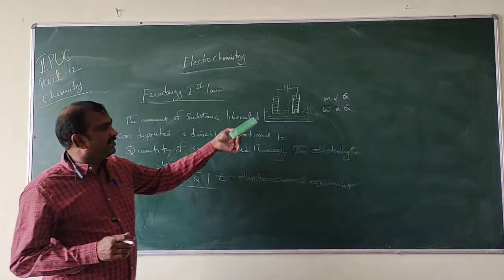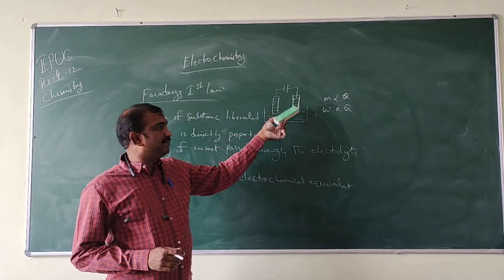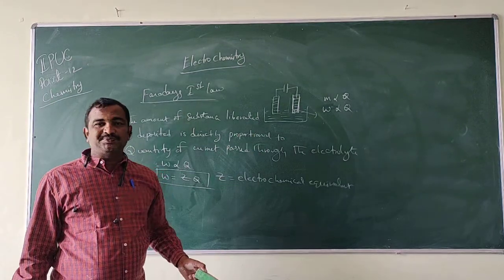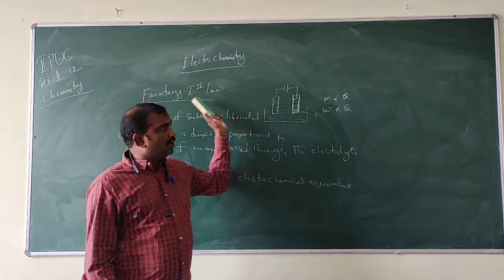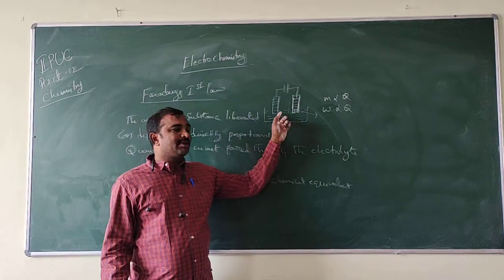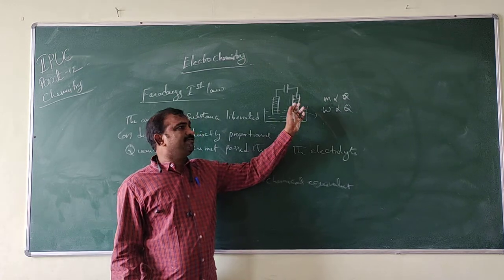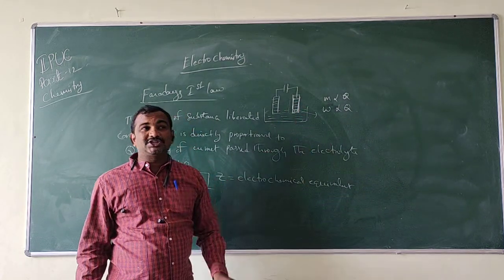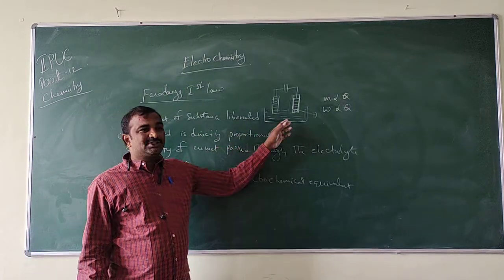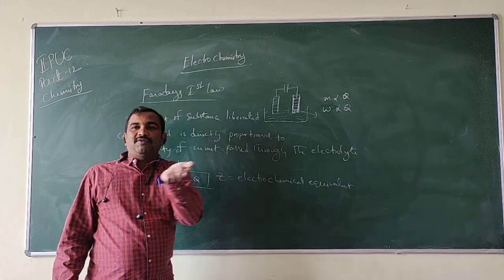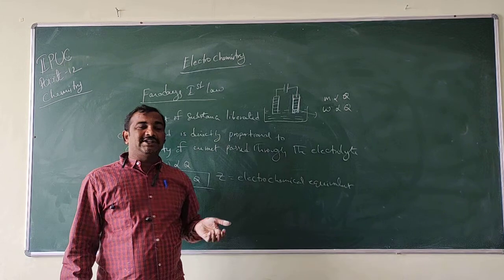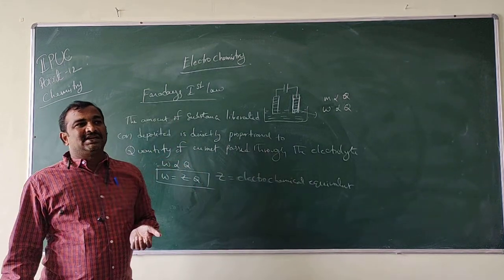The amount of substance liberated by the electrodes is directly proportional to the quantity of electricity passed through the electrolyte. However much electricity we pass through the electrolyte, that much substance is liberated or deposited at the two electrodes. So if you pass more current, more substance is liberated; if you pass less current, less substance is liberated.